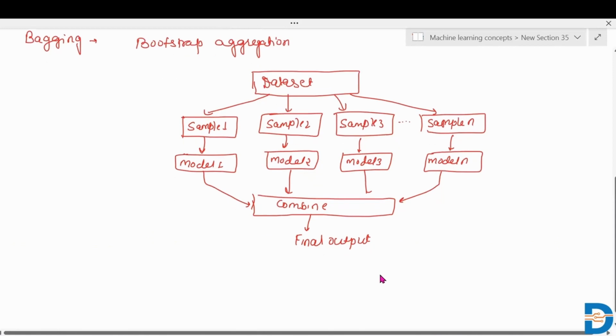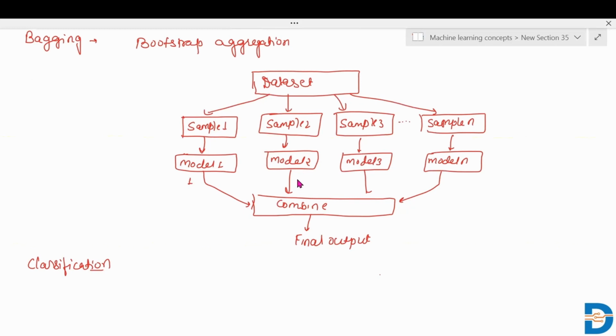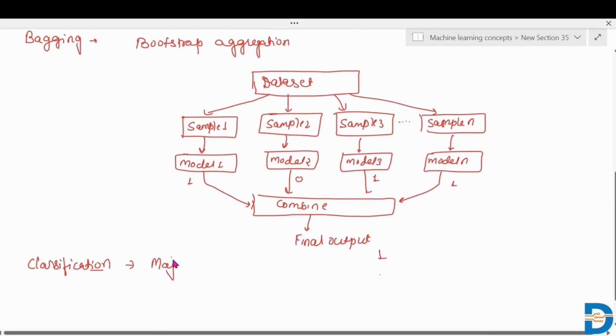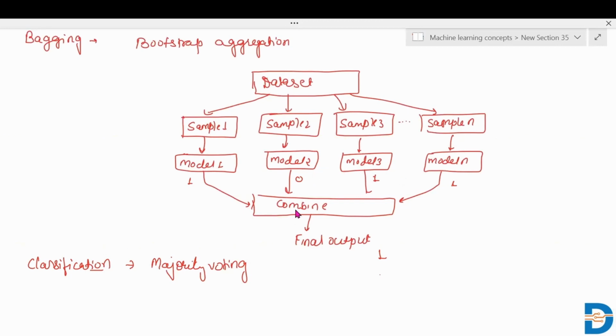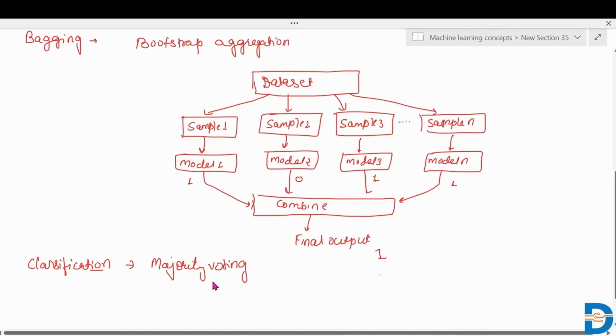Okay, so for example, in a classification problem, this model gave me the output 1. This gave me the output 0. This gave me the output 1. This gave me the output 1. So majority is 1. So my final output will be 1. So classification follows the rule of majority voting. So what will be the majority output given by all the models? We'll combine it, and the final output will be according to majority voting.